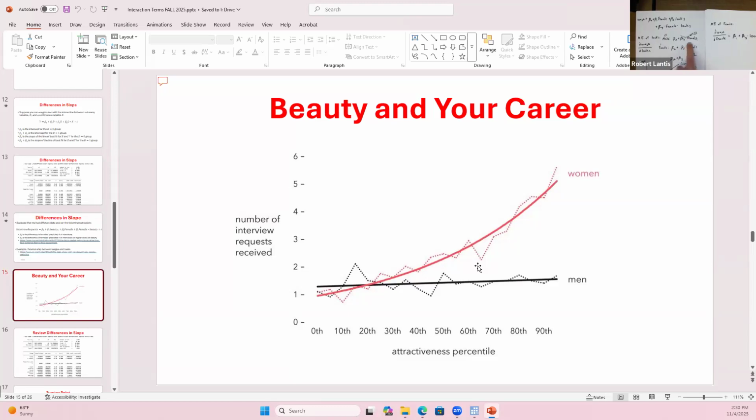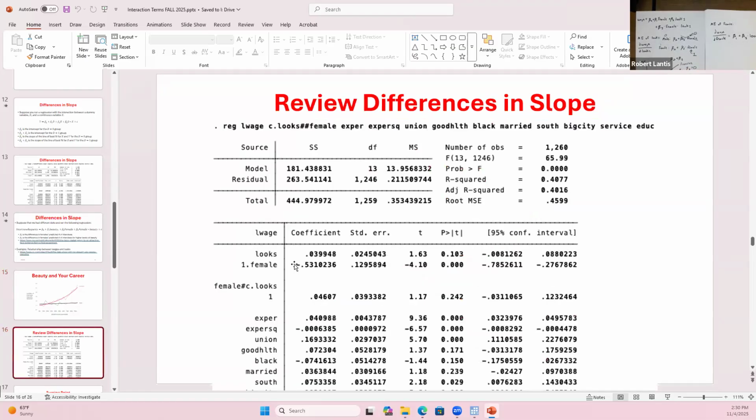The marginal effect was different for males versus females. It was interacted with that female variable. The marginal effect of being female will vary with the variable that it was interacted with, this looks variable. So here, if I had beta 1 plus beta 3 times looks, I think if we go back to the regression results, right? I think looks, so we've got what?